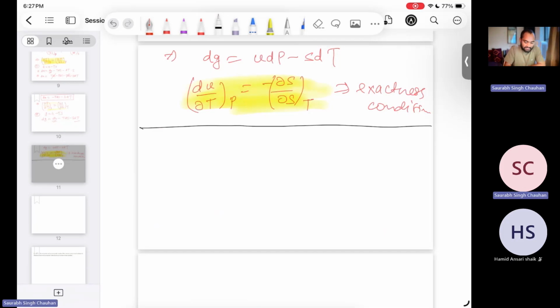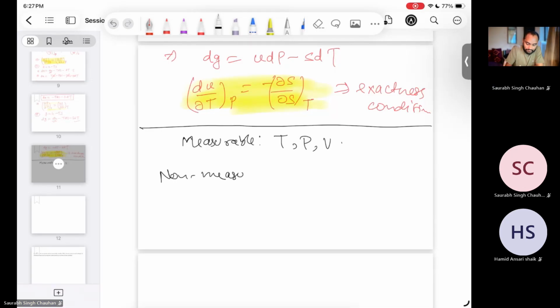There are certain quantities that are measurable and certain properties that are not measurable. The measurable quantities are like temperature, pressure, volume. The non-measurable quantities, or at least those which you cannot measure directly, are entropy. You cannot measure entropy directly, right? You can calculate the entropy based on your equations, but you cannot directly measure it. Enthalpy you cannot directly measure. Gibbs function, Helmholtz function, all these things we cannot directly measure.